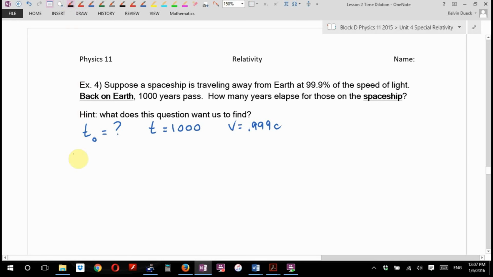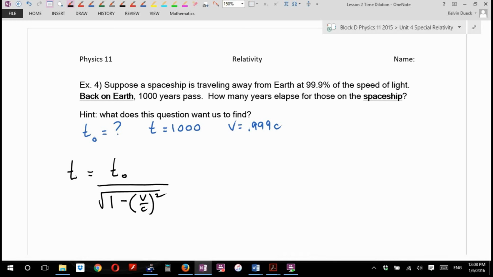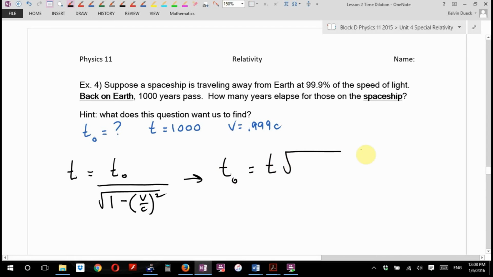All right, let's write down our time dilation equation. T equals T0 all over the square root of 1 minus bracket V over C all squared. What's this question asking me to find? How would I get the T0 by itself? Well, there's that big square root thing. What's that square root thing doing to the T0? Adding, subtracting, multiplying, or dividing? So how would I move that big square root thing over? Okay, so another version of this equation: T0 equals time back on Earth times the square root of 1 minus V over C all squared.